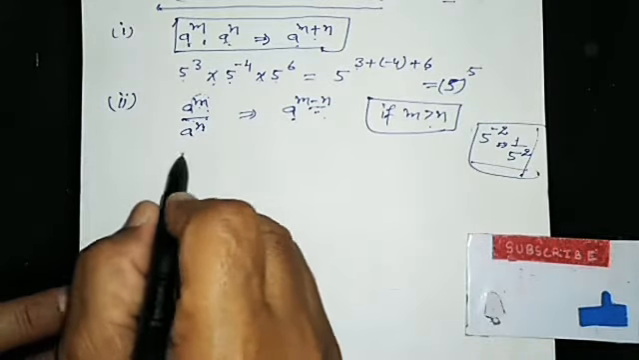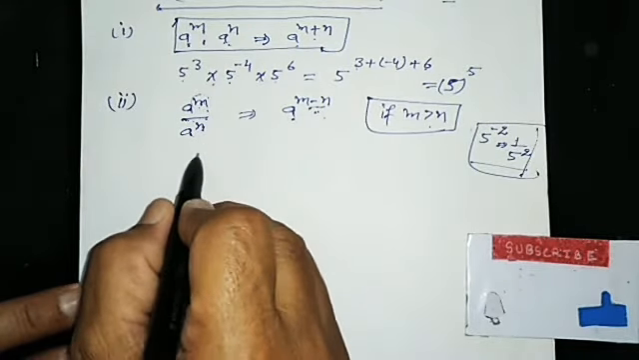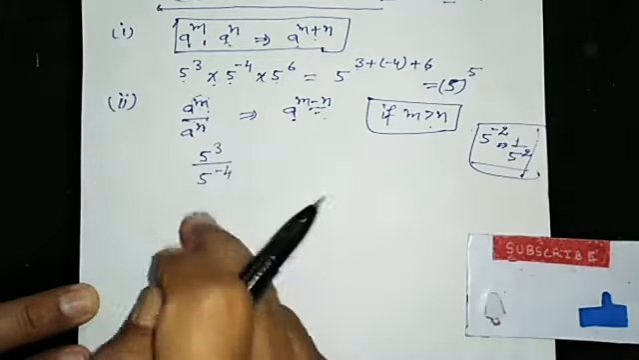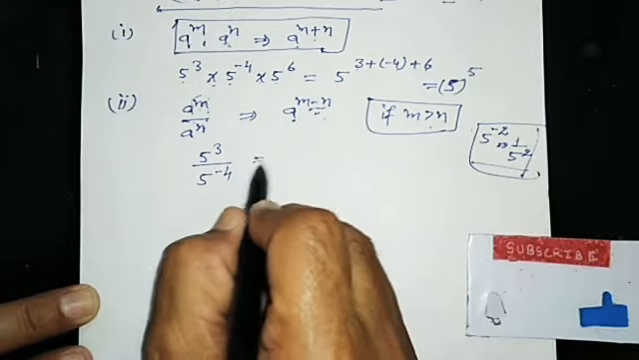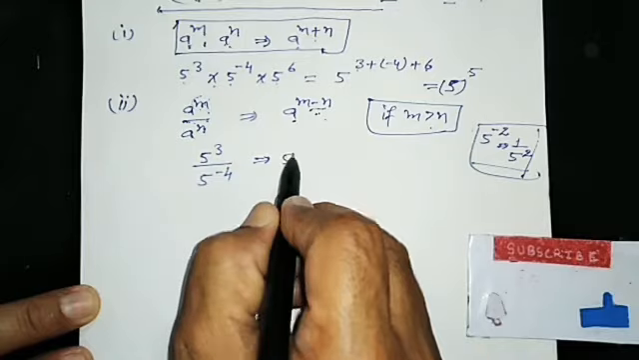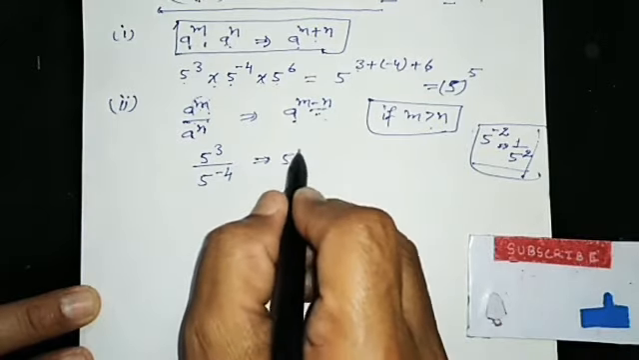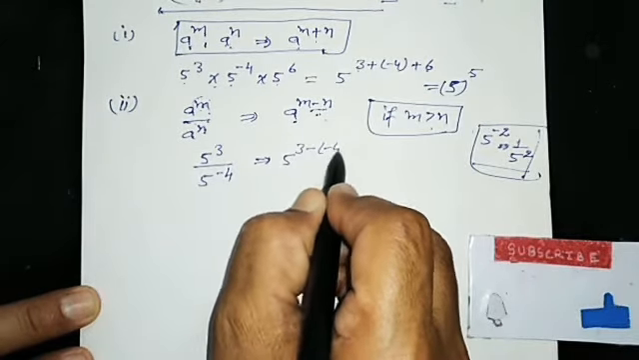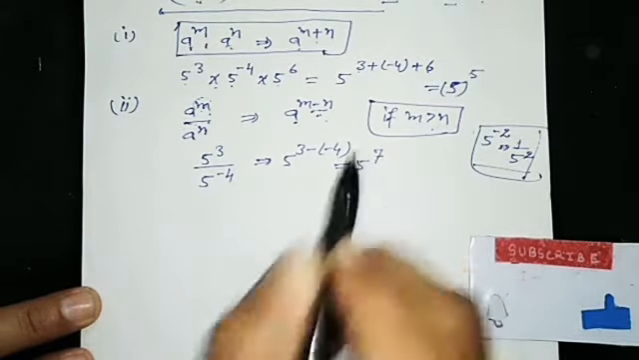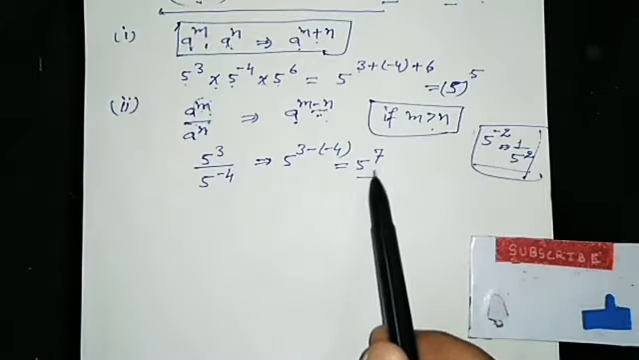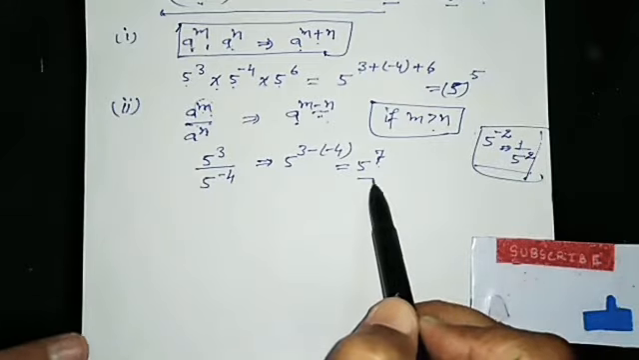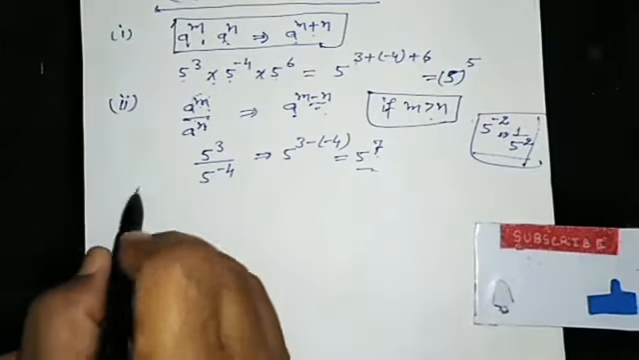If you take an example, base 5 power 3 and base 5 power minus 4, the base is the same and the operation is division, the law of division you can say, then the powers subtract and you get 5 power 7. Since the power is positive, we can terminate this operation at this point. I think you will understand.